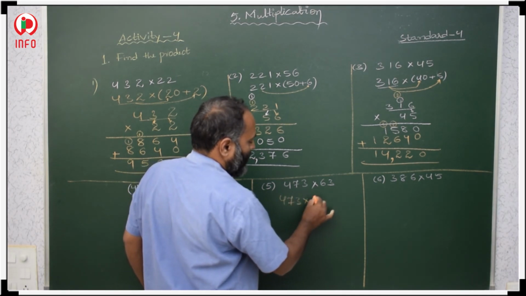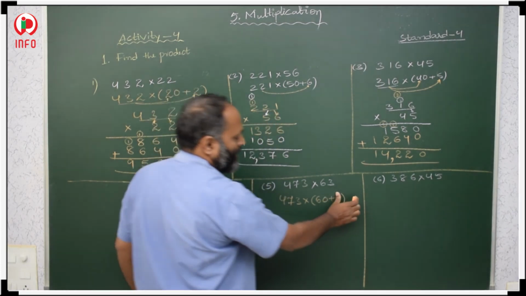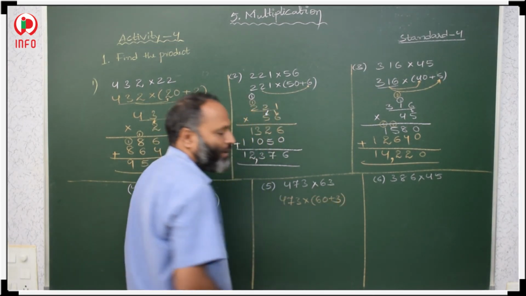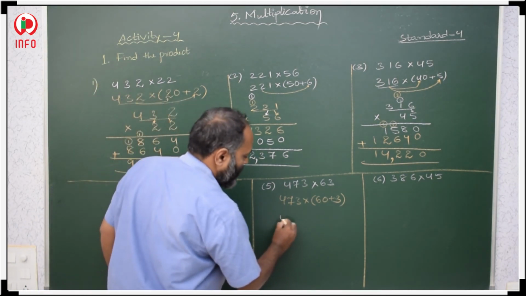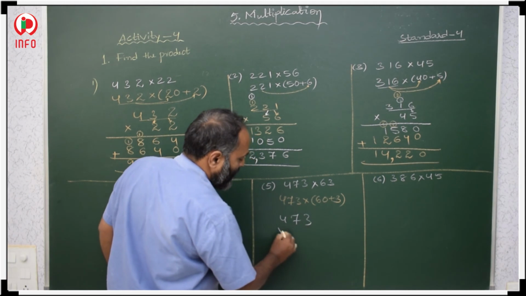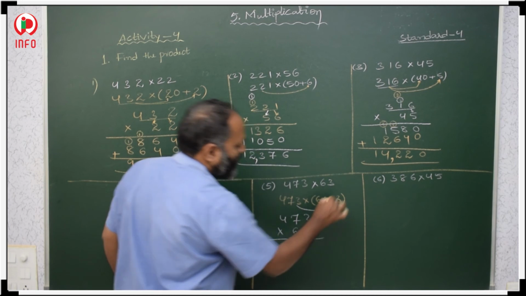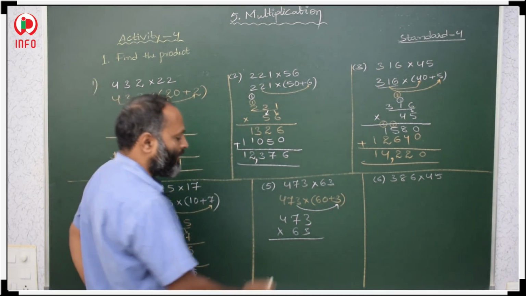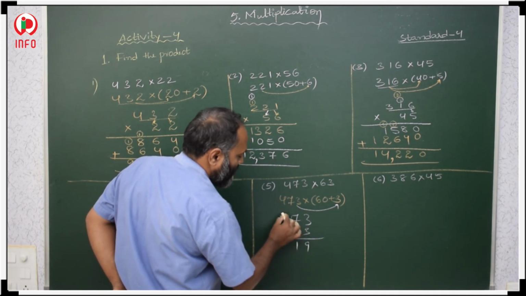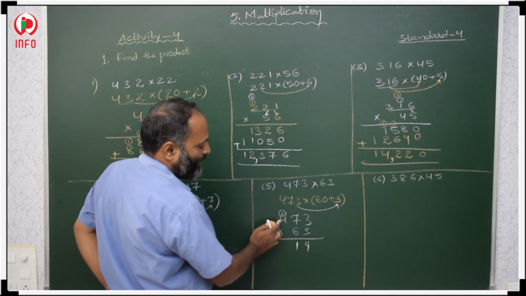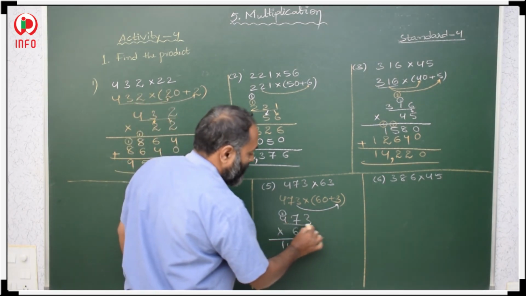Now 473 multiplied with 63 means 60 plus 3. We have to multiply with 6 and 3 as well. First we have to multiply this with 3. 3 3s are 9, 3 7s are 21 and 2 here. 3 4s are 12, 13, 14. Now this with 3 is over.